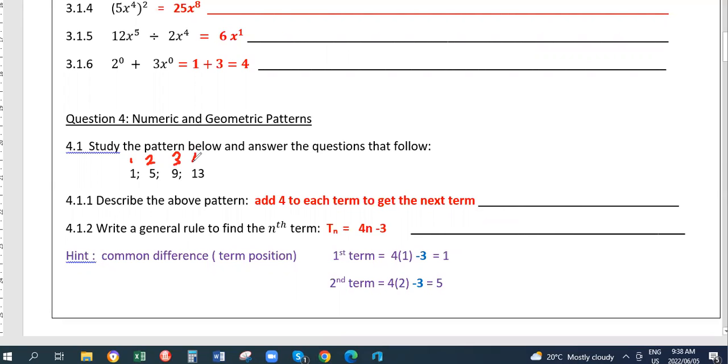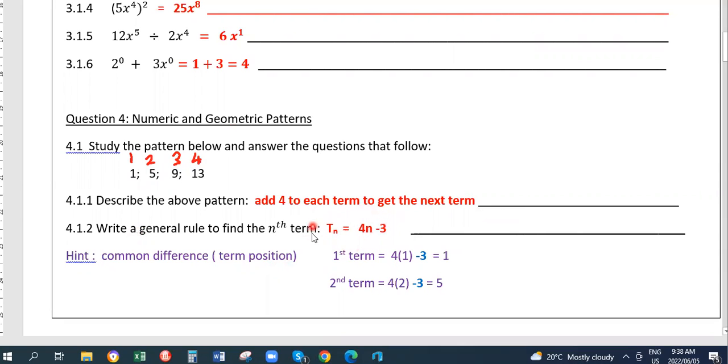And this is your fourth term. So we're looking at the possible rule to work out any term. So what rule can we use to work out any term? The rule is 4n minus 3.